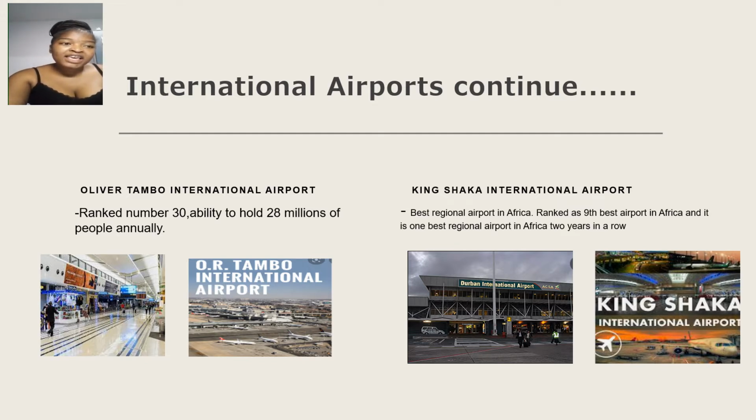Lastly, we have the King Shaka International Airport. It is the best regional airport in Africa, has been ranked as the 9th best airport in Africa, and it is one of the best regional airports in Africa for 2 years in a row. So the King Shaka has been voted the best regional airport in Africa for 2 years in a row. That shows you how South Africa has the best airports.